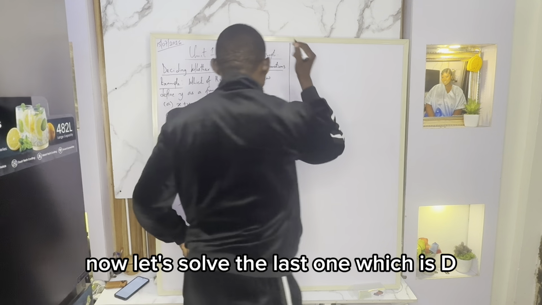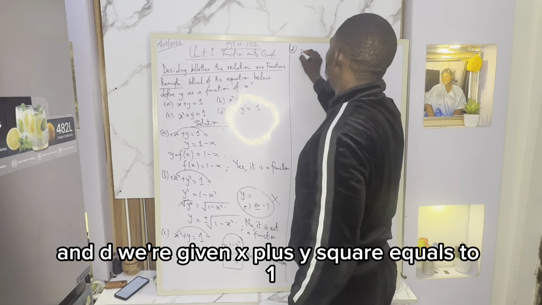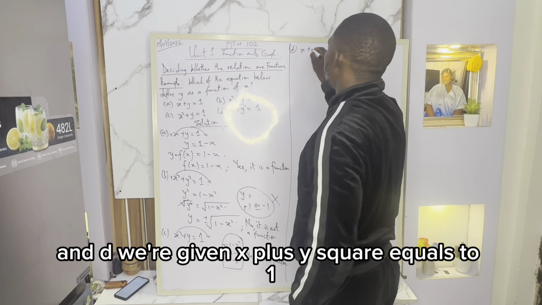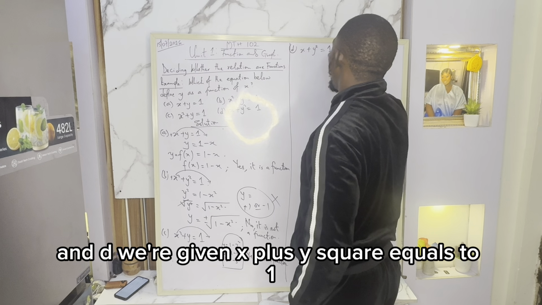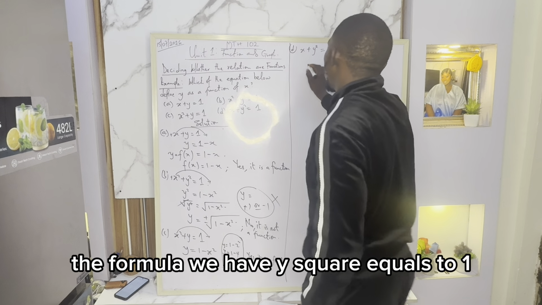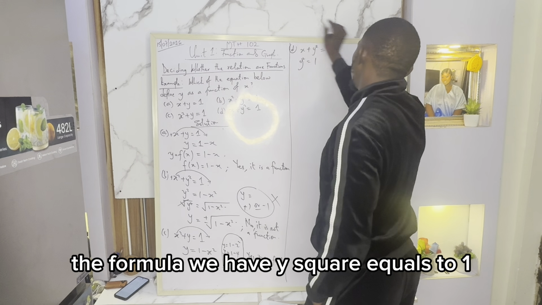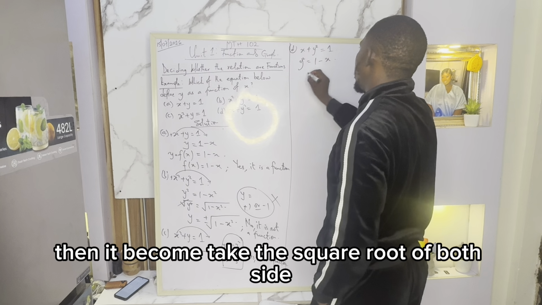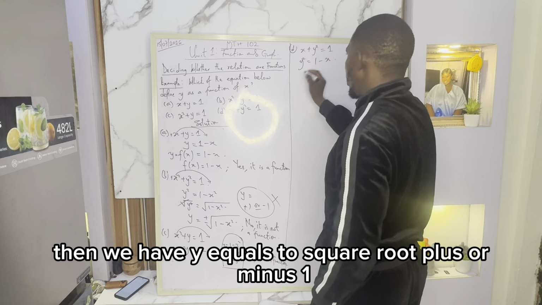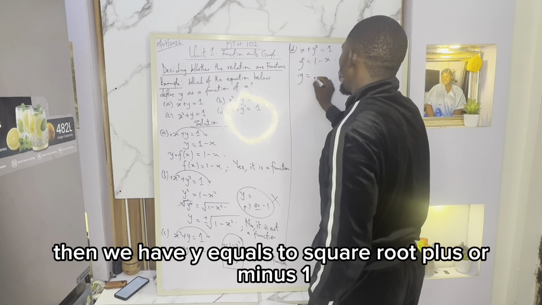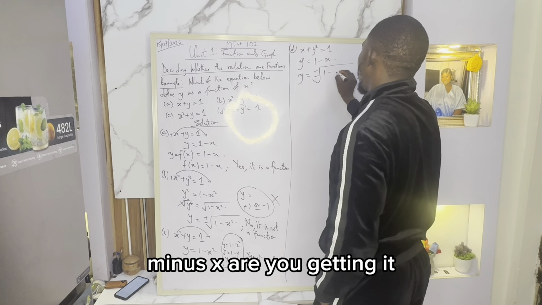Now let's solve the last one, which is D. In D, we're given x plus y squared equals 1. So we make y solve the formula. We have y squared equals 1, the x goes to the other side, minus x. Then take the square root of both sides. Then we have y equals plus or minus the square root of 1 minus x.